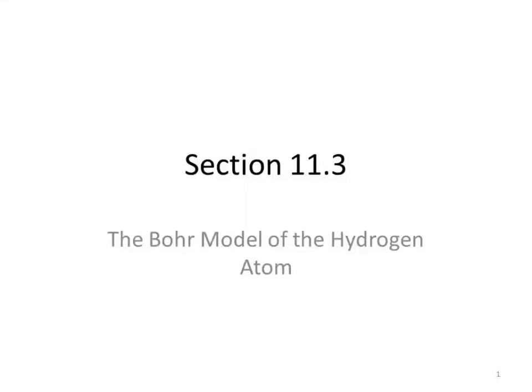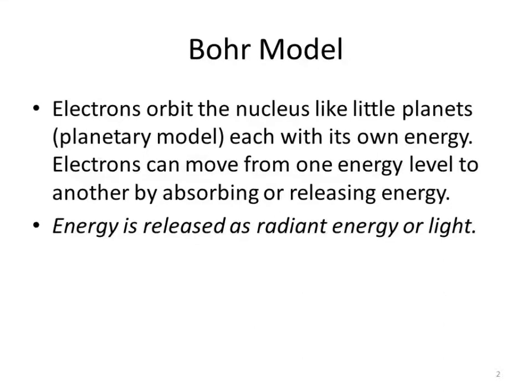Okay, let's talk about the Bohr model of the hydrogen atom. Now, the Bohr model is sometimes called a planetary model because in the Bohr model, electrons are going to orbit the nucleus like little planets, okay? Electrons are going to be able to move from one energy level to another, and they do this by the absorption or the release of energy.